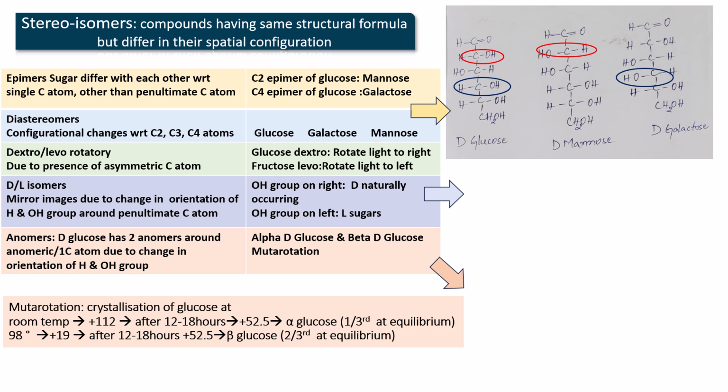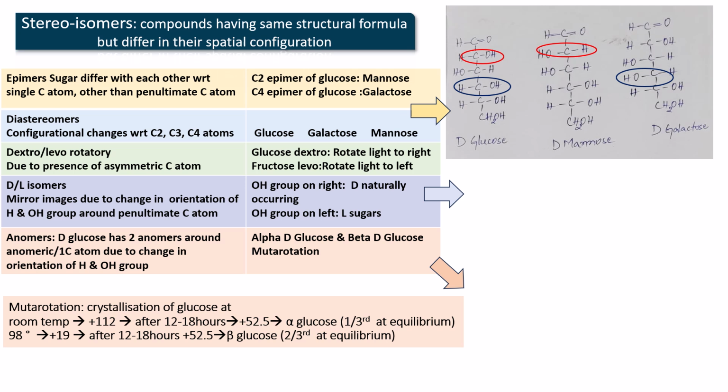So next one is the dextro and the levorotatory carbohydrates. Now this is due to the presence of asymmetric carbon atoms. The carbohydrates can rotate the plane polarized light to either right or left. So glucose is a dextrorotatory compound because it rotates the light to the right side, whereas fructose is a levorotatory compound because it rotates the plane polarized light to the left side.